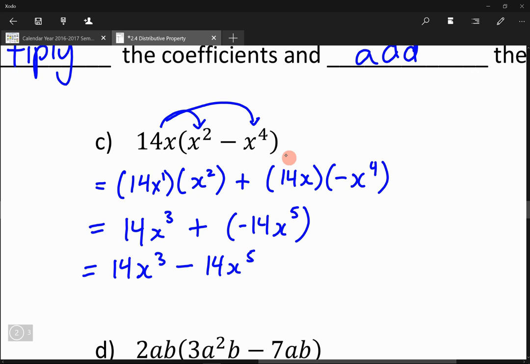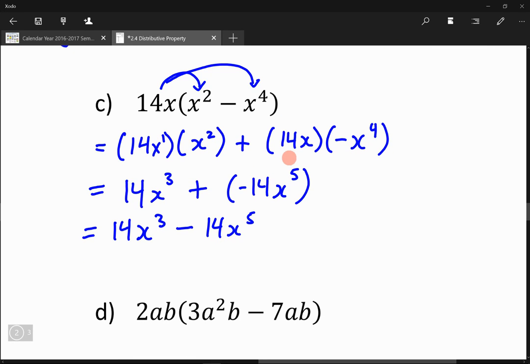But ordering is important. Remember what I said about proper form? Put the highest exponent first. So even if the coefficient is negative, put it first. Negative 14 times x to the exponent 5, and then plus 14x cubed.